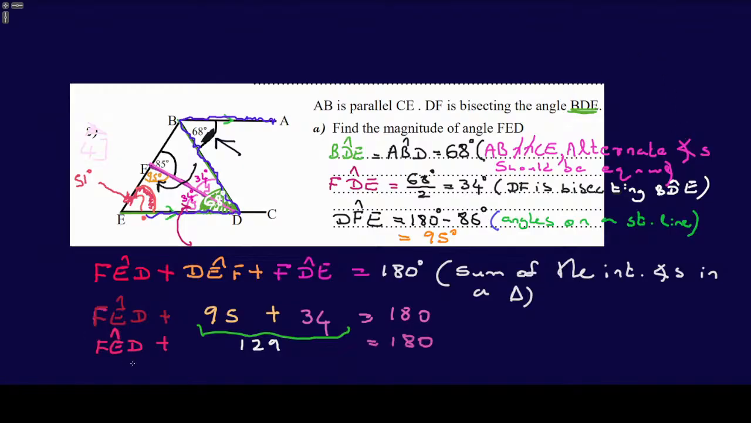Then FED equals 180. The plus 129 goes other side. What does it become? Minus 129. So we get FED as 180 minus 129 is 51 degrees.